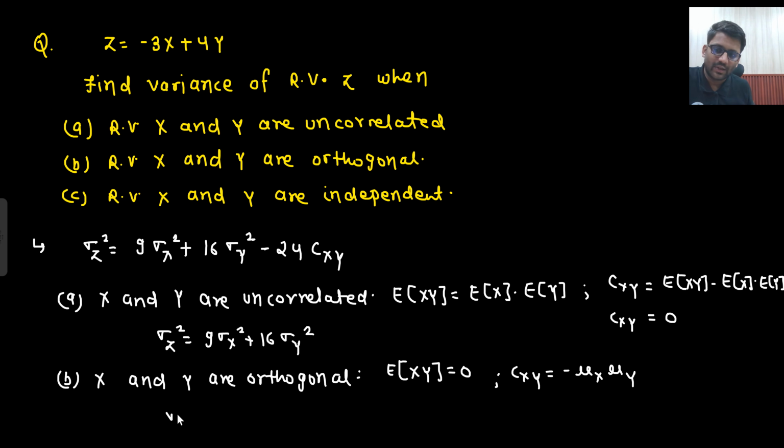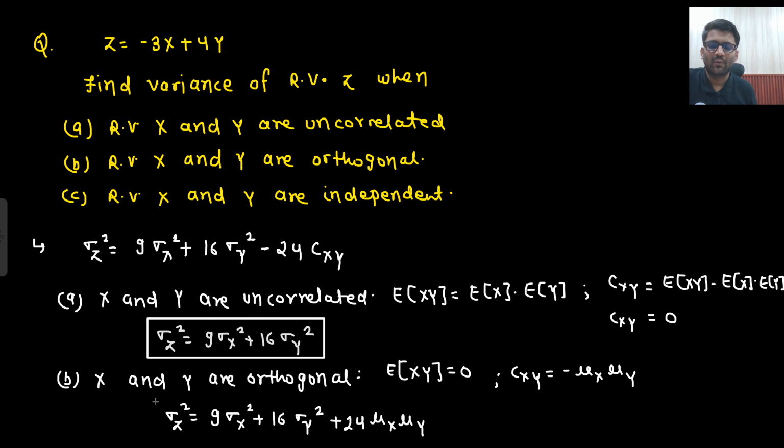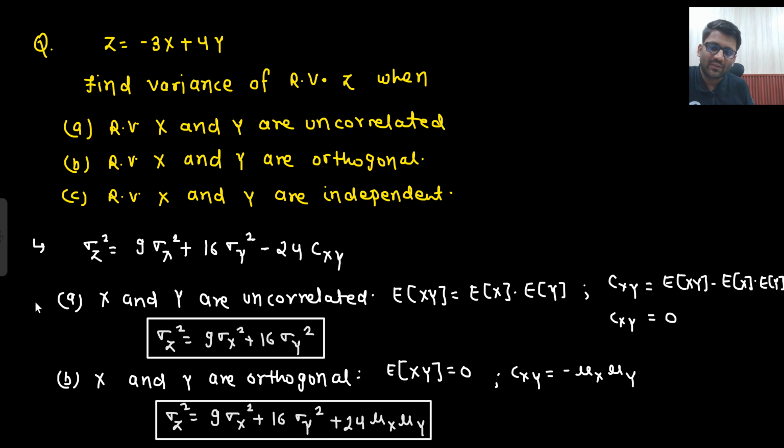So what will be the answer I will be getting? Sigma z square would be equals to 9 sigma x square plus 16 sigma y square, and here in place of cxy what I will put? Minus mu x mu y. So what answer I will be getting? 24 mu x mu y. So whatever the condition is given, based on that you can get your answer. And what about the third one? So third one and option A and option C will be same only.